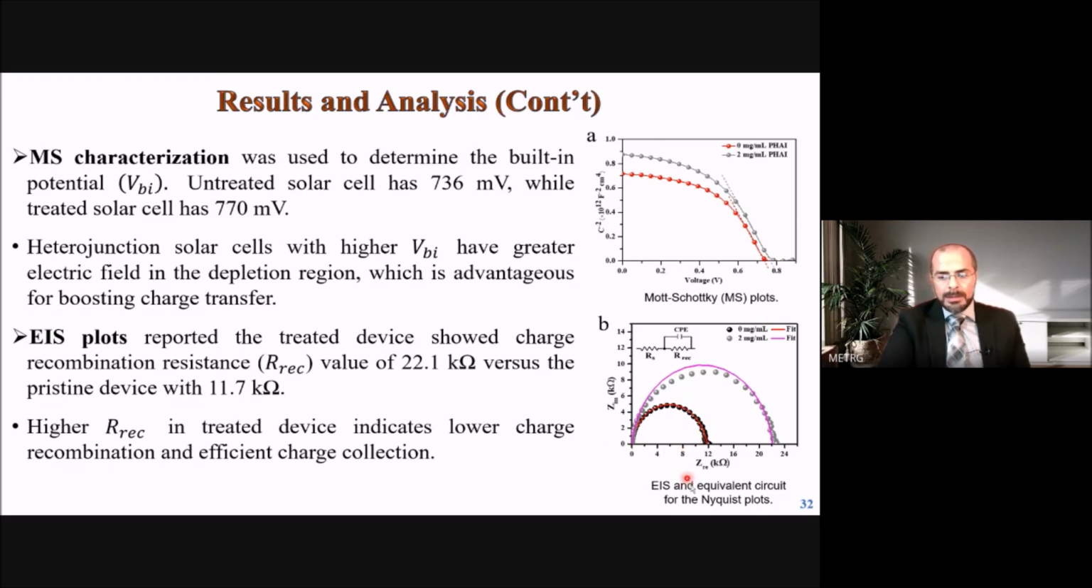Another measurement is represented in figure B, EIS, electrochemical impedance spectroscopy, and this gives the resistance of the material. It measures the recombination resistance. The higher is the better for the cell. The treated cell has 22.1 kilo ohms versus 11.7 kilo ohms in the control cell. The higher recombination resistance in the treated device indicates lower charge recombination and efficient charge collection. This is on the nanoscale, talking about electrons and holes within the material.